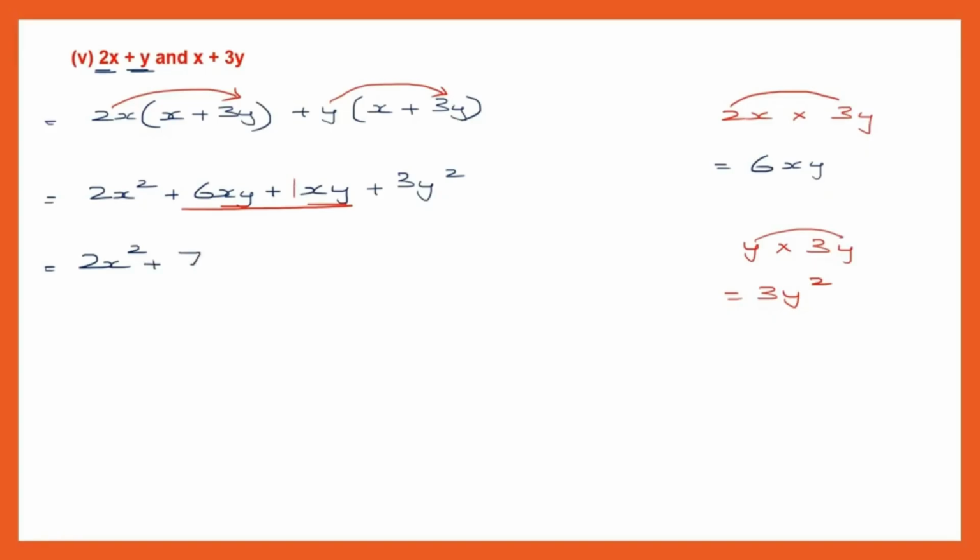So that is 7xy because we can add up like terms. 6xy and xy are like terms. That's why we are adding up these two. Then we have 3y square by itself. You can't add it to anything else. So 3y square. So what is the final answer? 2x square plus 7xy plus 3y square.